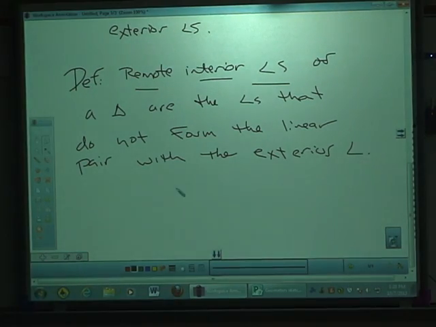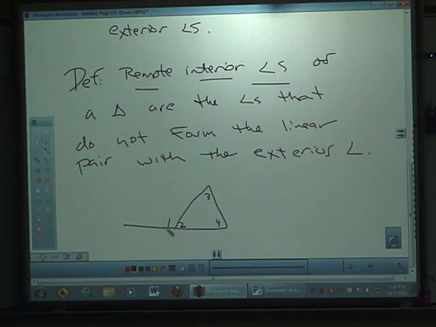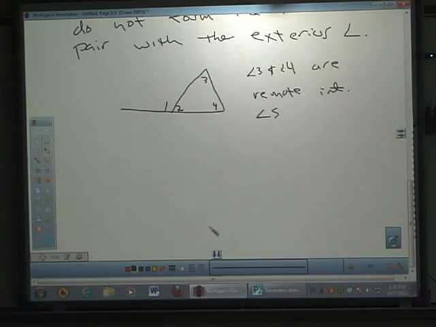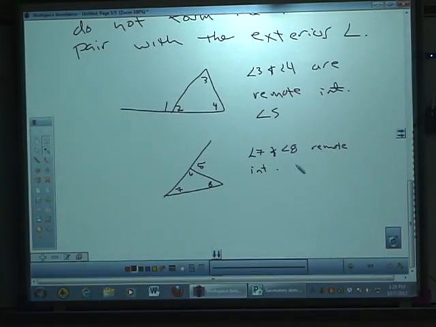What we'll mostly be looking at is a situation like this, where here's an exterior angle to the triangle, angle 1, and 3 and 4 do not form the linear pair with angle 1. So we would say angle 3 and angle 4 are remote interior angles. Now, depending on what we're looking at, let's say this was angle 5, 6, 7, and 8. What would be the remote interior angles of this? Well, 5 and 6 form a linear pair, 5's exterior. So in this situation, angle 7 and angle 8 are remote interior angles. They don't form the linear pair with the exterior angle, so they're remote interior angles.